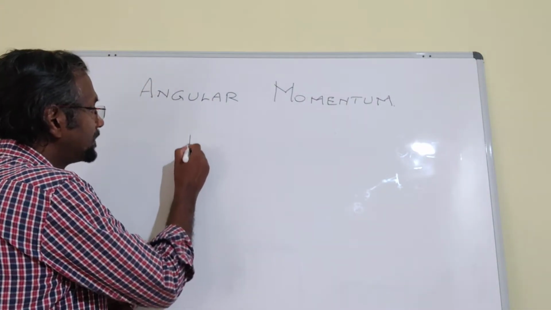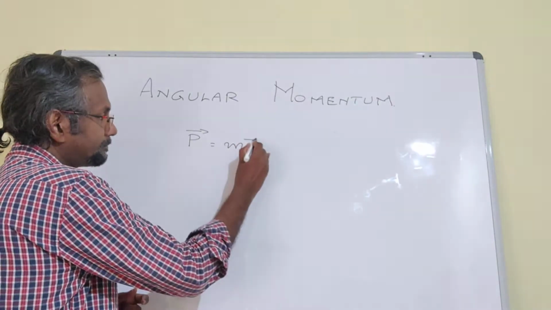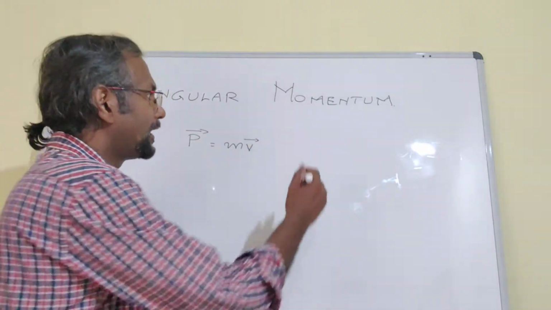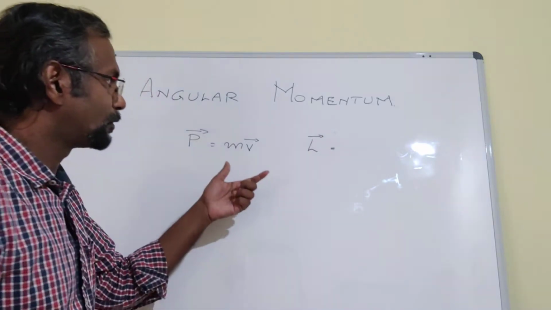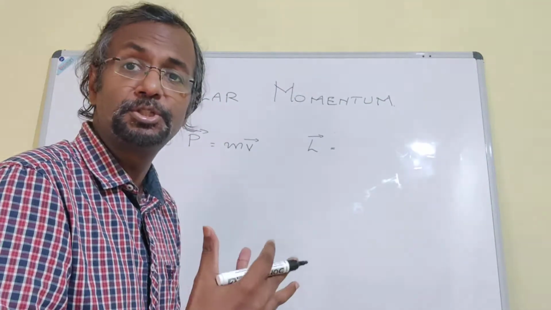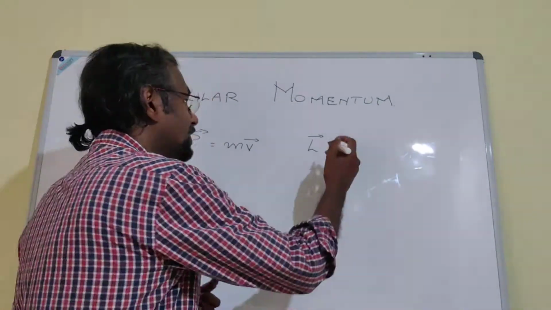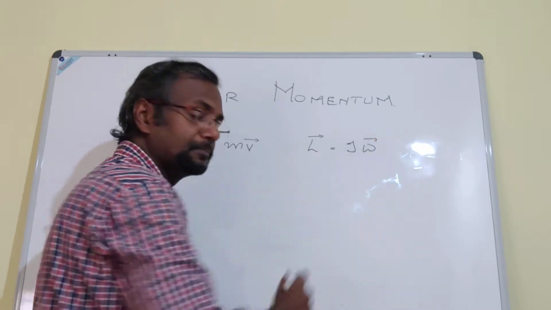We saw momentum was given by mass into velocity. Similarly, angular momentum, which I'm going to represent by L, which is a vector, is equal to the moment of inertia, which is the inertia of rotational motion, into omega, right?